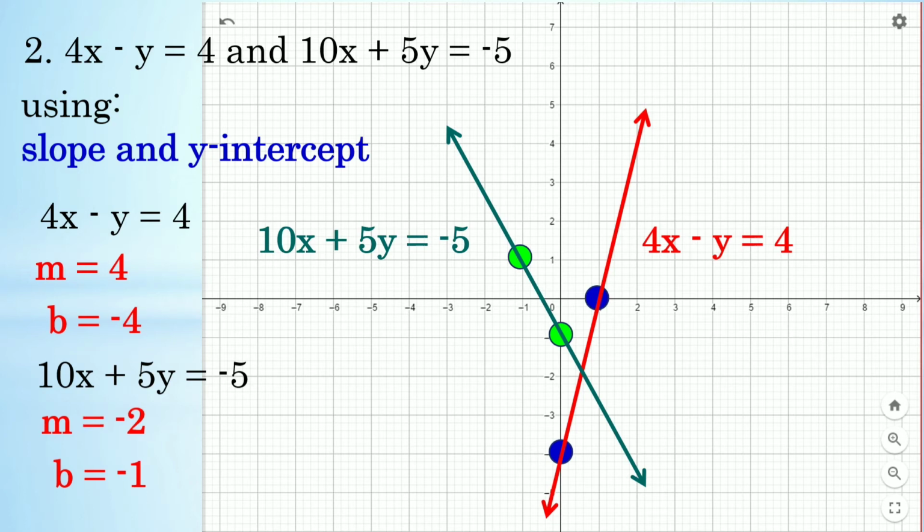So, anong napansin nyo sa kanilang graph? Ang kanilang graph ay intersecting. So, their graphs intersect. So, nagsalubong yung number 2.